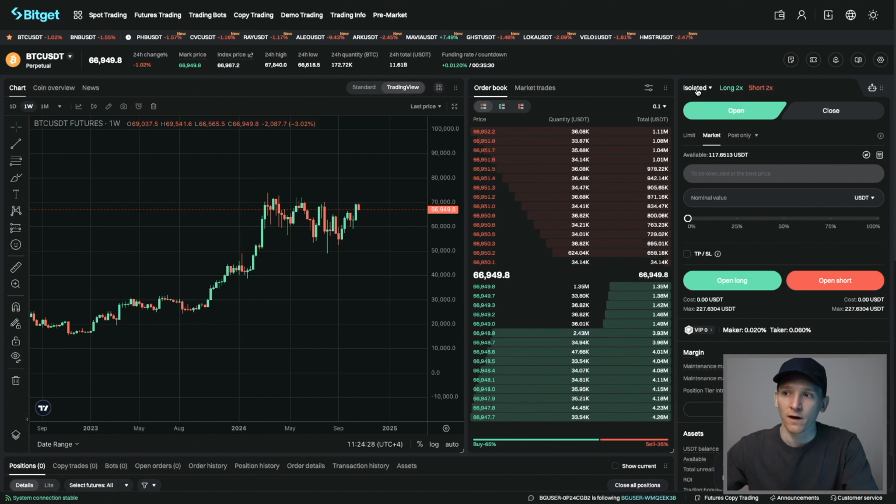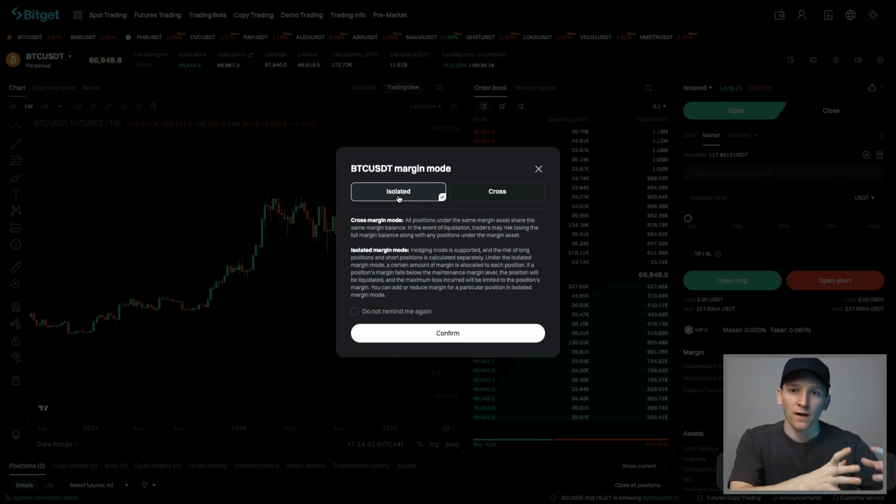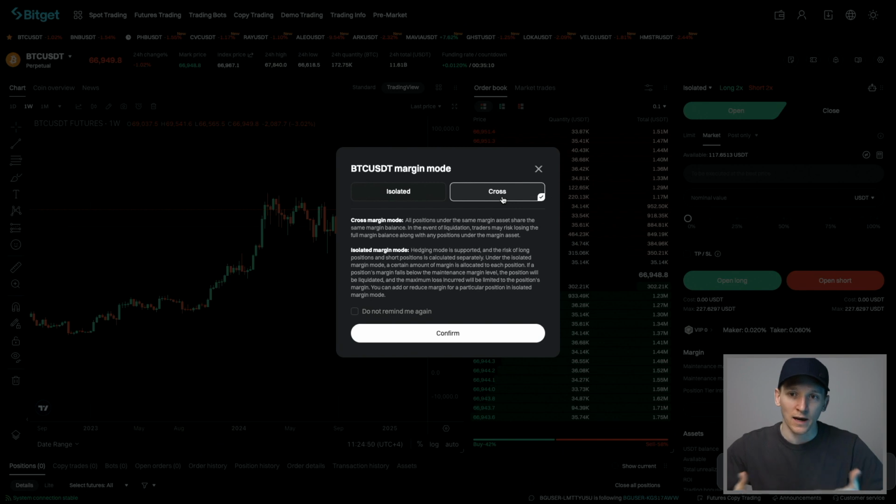Up here it says isolated. You can choose between isolated and cross. This is how your margin is used. How is the collateral that you've put on being used? Isolated: each individual trade that you have has margin and collateral that is isolated in that position. If that position blows up, it blows up, but the other positions have their own margin and they're fine. Cross margin is when you use your margin, your collateral, across all trades. So if one trade really goes south, it could knock out all of your other profitable trades as well. Most people use isolated, so we'll press that.